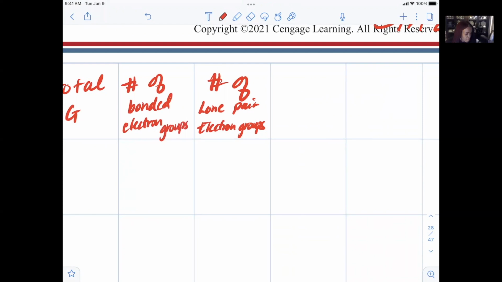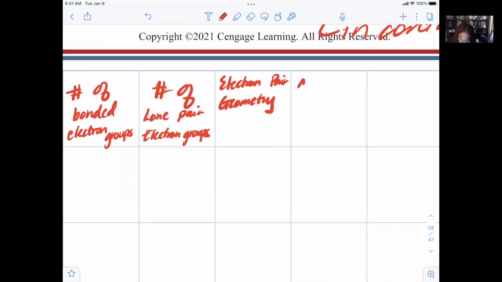Okay, then after that, I want to do electron pair geometry. Okay, after that, I want to do molecular geometry.